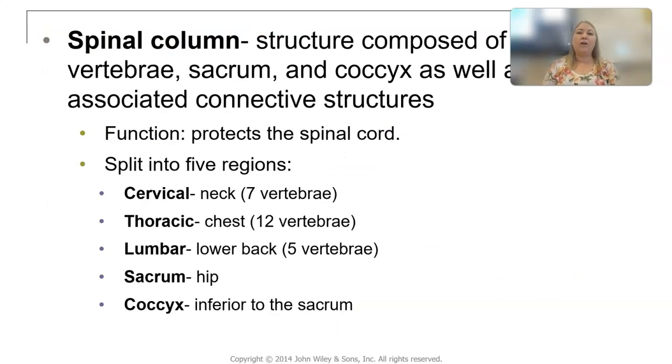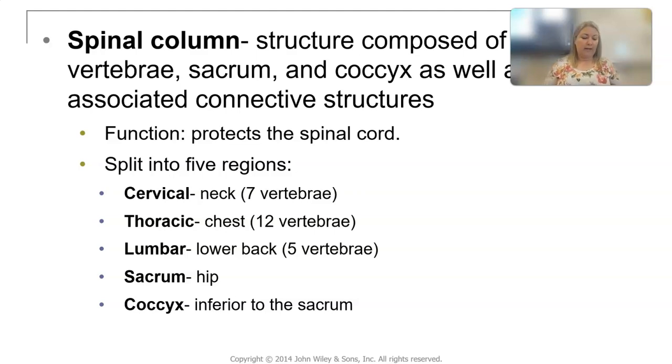So today, our last topic for the axial skeleton is the spinal column. The spinal column is a structure that has 24 individual bones, and then the sacrum and coccyx as well. There's a lot of connective structures in the spinal column as well that provide cushion, support, and flexibility to those bones. So the function of the spinal column is to protect the spinal cord.